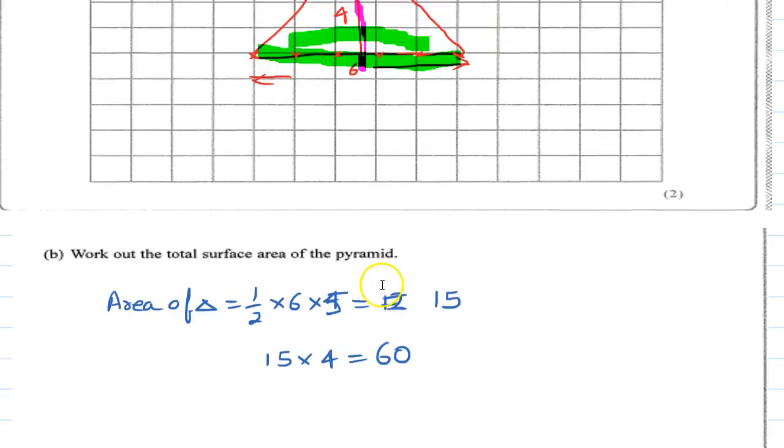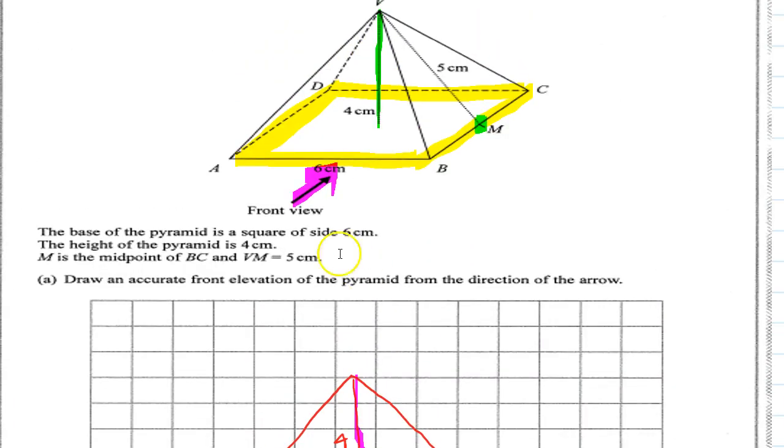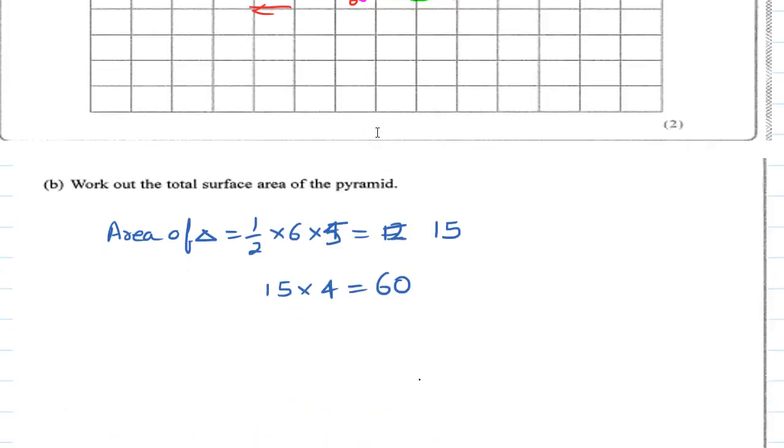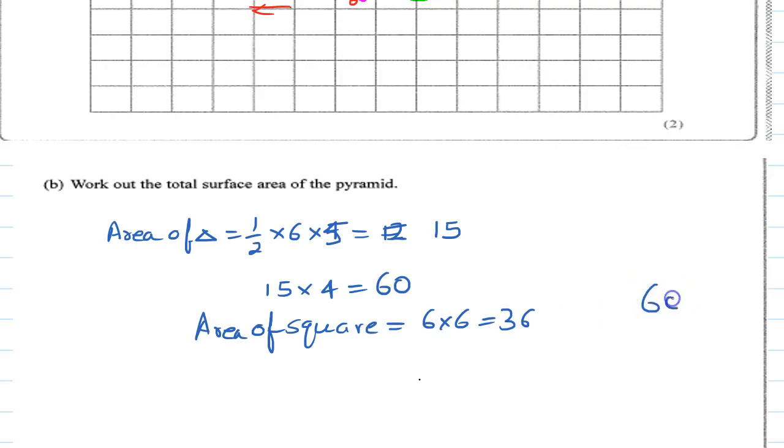Okay, now we have 60 here. Now this yellow square, 6 times 6 is 36. So we have added all 4 triangles plus this base. So base is 36. So 60 plus 36. Area of a square is 6 times 6 is 36, and you add 60 plus 36, so it will be 96. If units are in centimeter, then it will be 96 centimeter square.